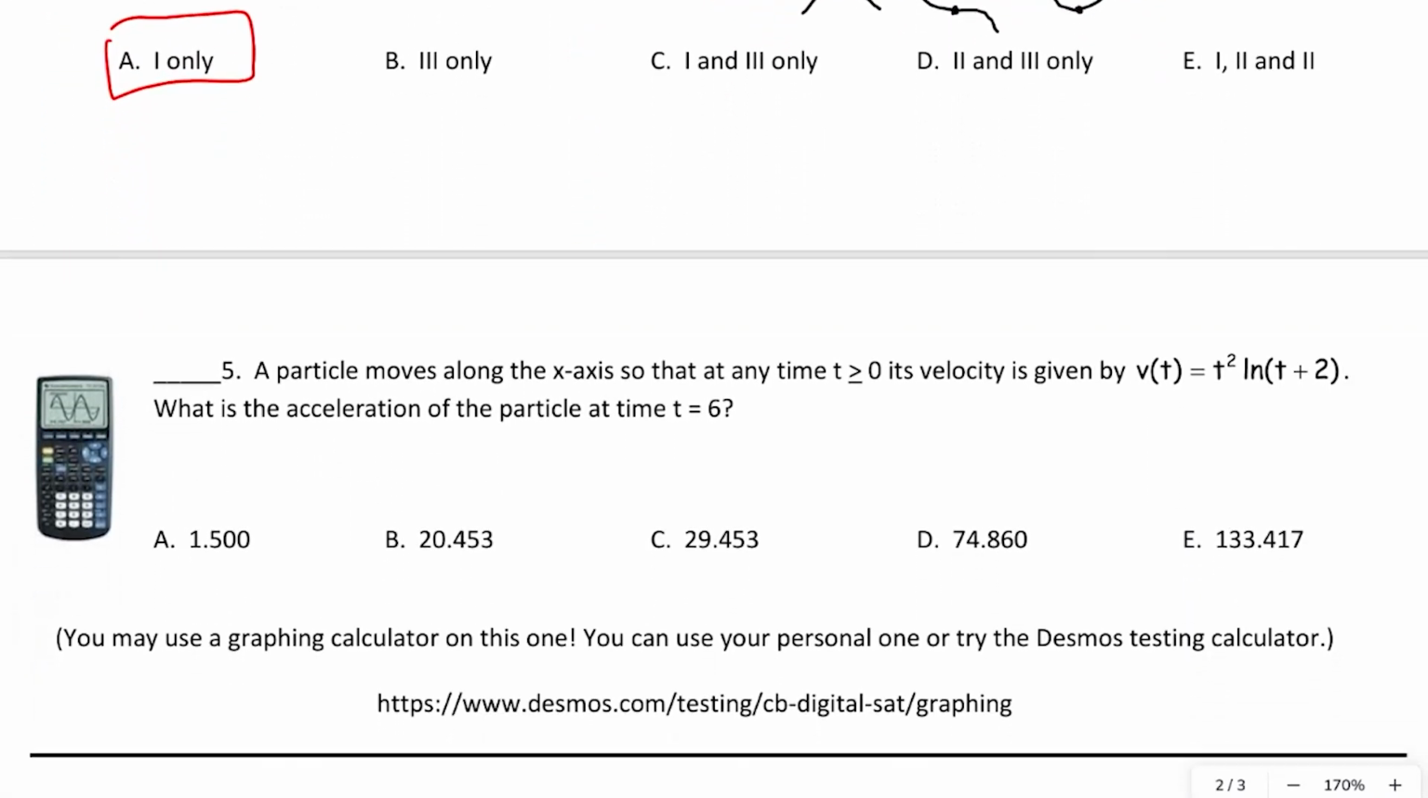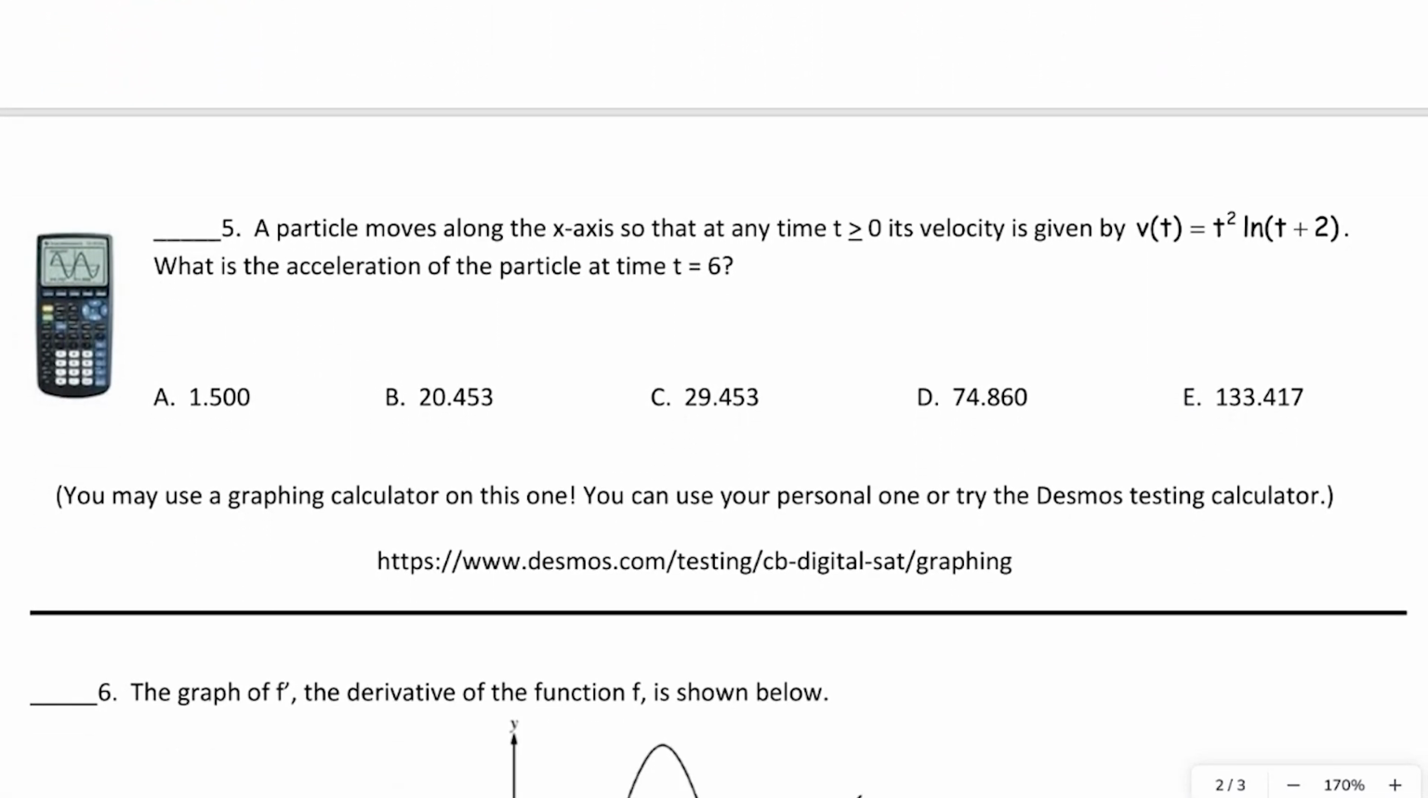Number 5. Ooh, this is the first question all year long that we have been allowed to use a calculator. How great is that? It says a particle is moving along the x-axis so at any time its velocity is given by this velocity equation. What's the acceleration of the particle at time equals 6? Okay, so this is really just kind of a throwback question, and what you have to remember is that the derivative of velocity is acceleration.